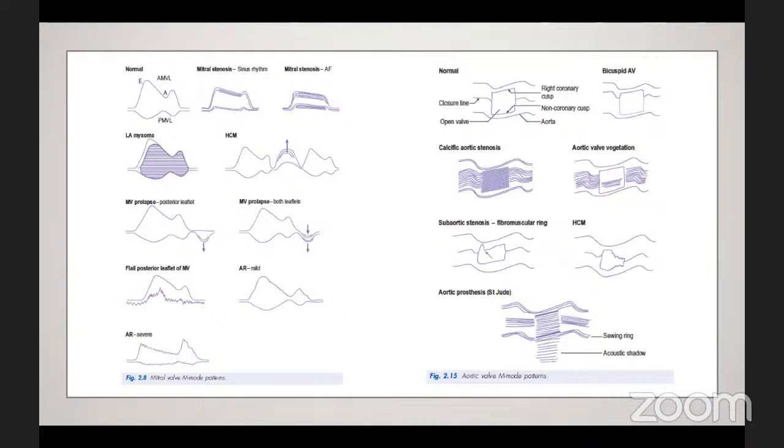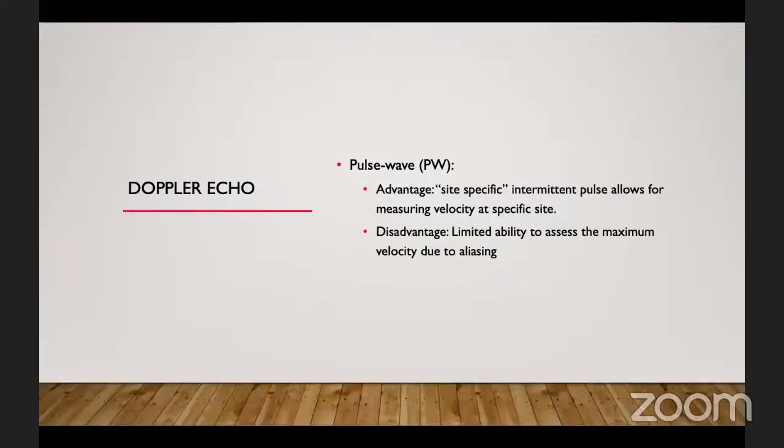Thank you, Dr. Visram. So the third application is the Doppler echo. In the Doppler echo, we have three types of Doppler, what's called the pulse wave Doppler. And it is site-specific. Usually it gives you a measurement at a specific site. So you know exactly the velocity at this specific site where you are putting the cursor.